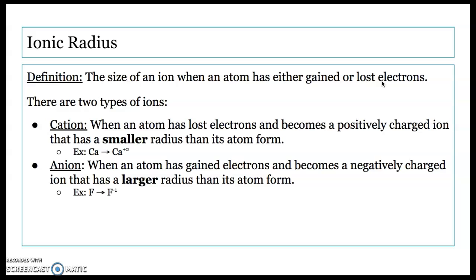So cations, think about cats. They're positive, so they're becoming positively charged by losing an electron. Anions are like onions, and they make you cry because they're gaining negative charge.